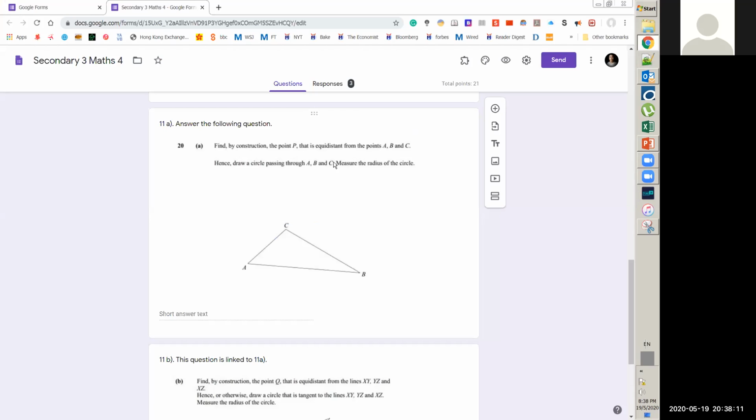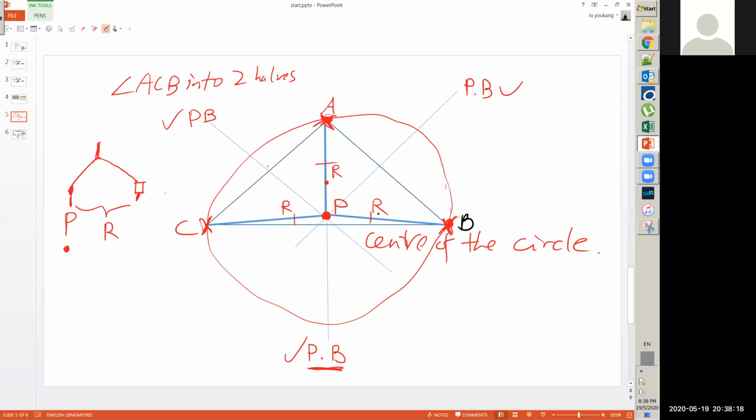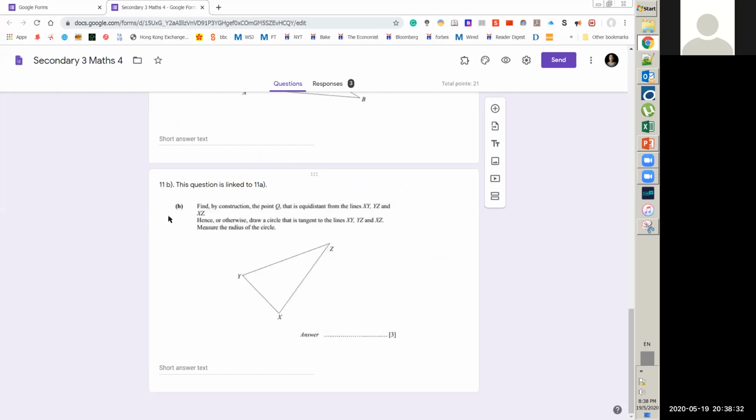So basically, I have drawn and measured the radius of the circle, which is this part. Okay. So now let's look at the second question part over here. It says find. We have another construction question here. This one. Okay. Just now.